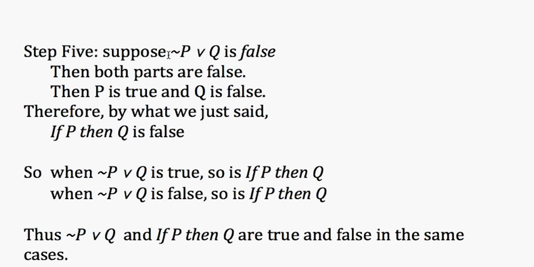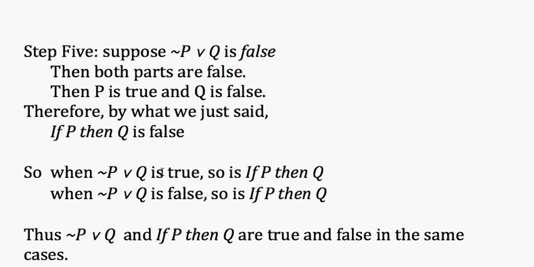Now, we're going to go back to our not P or Q. We're going to say, suppose it's false. We first considered what happened when it was true. Now we're going to consider what happens when it's false. Well, for an or statement to be false is for both parts to be false. Why? Because what we mean by or is at least one part is true. That's inclusive or. If that's wrong, then both parts are false. In this case, if both parts are false, then not P is false. In other words, P is true. And Q, likewise, is false. So by what we just said, when not P or Q is false, if P then Q is also false, because we're in a case where P is true and Q is false.